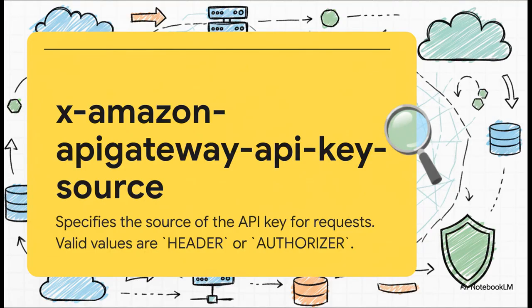So step one is pretty simple. This property, x-amazon-apigateway-api-key-source, just tells API Gateway where it should look for the API key. You'll set it to header if you expect the key in the standard X-API-Key header, which is the most common case. Or you could set it to authorizer if a Lambda authorizer is going to be providing it.